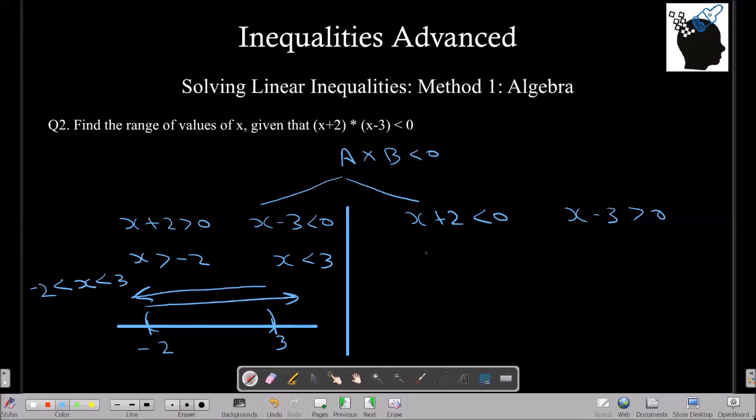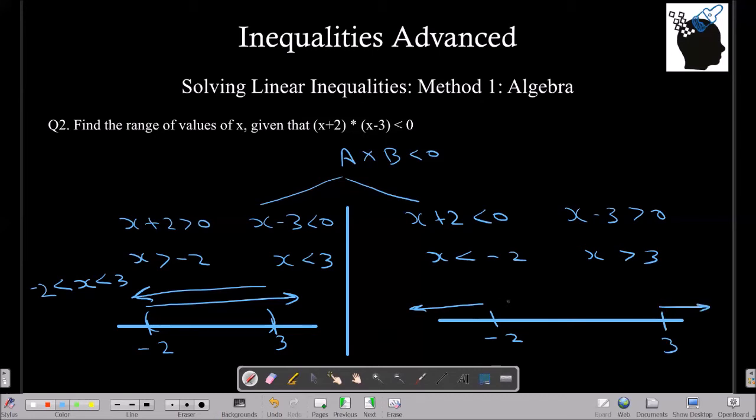Let's try the right side. So x is less than -2 and x is greater than 3. Let's plot this on the number line. So we'll have -2, so x less than -2 and x greater than 3. Since there is no intersection in this solution, there is no solution in this part. So our final answer is x lies between -2 and 3.